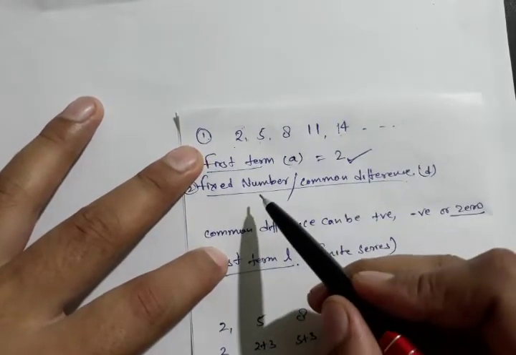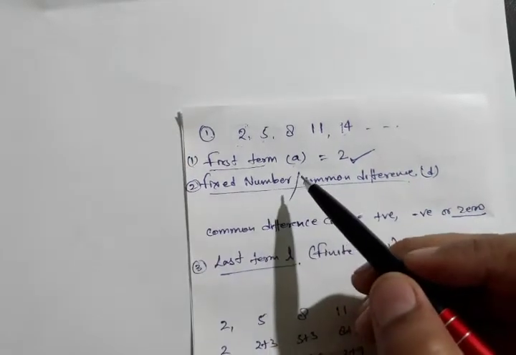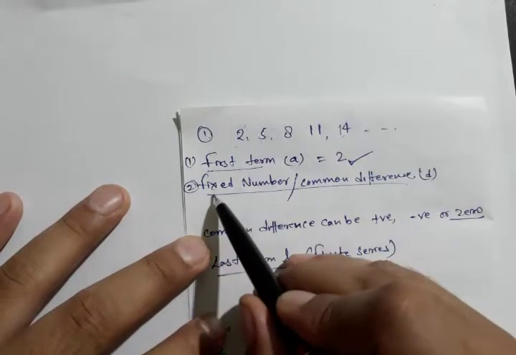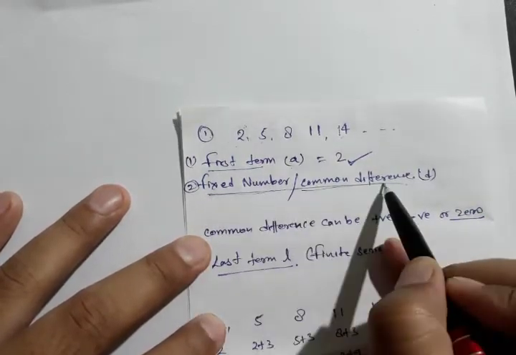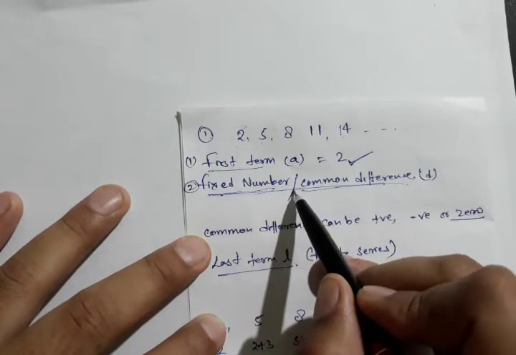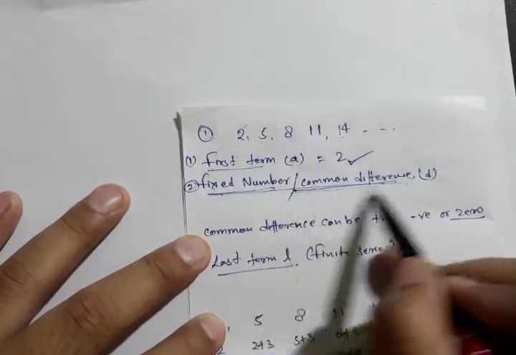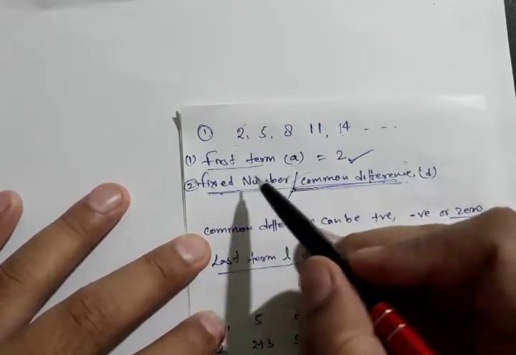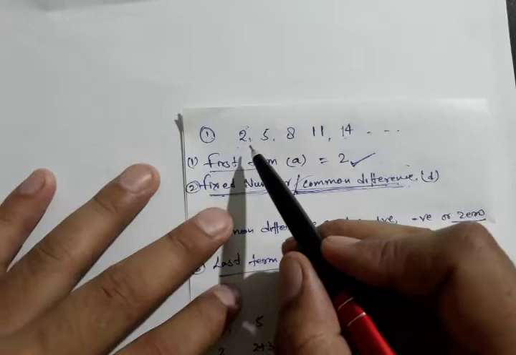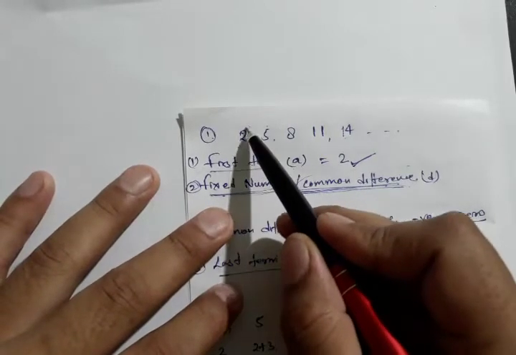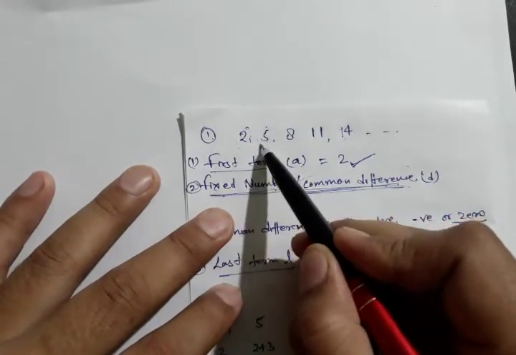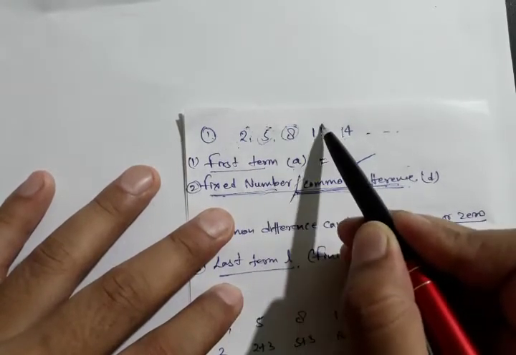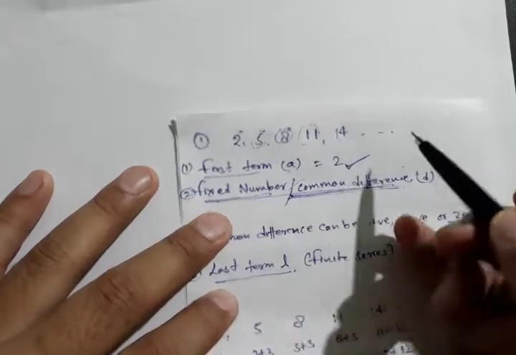Okay, coming to the second piece of information, that is a fixed number, or common difference. Popularly we call it the common difference. So how will we find the common difference of an arithmetic progression or AP? We subtract the preceding term from its succeeding term, and every time this difference should be the same.